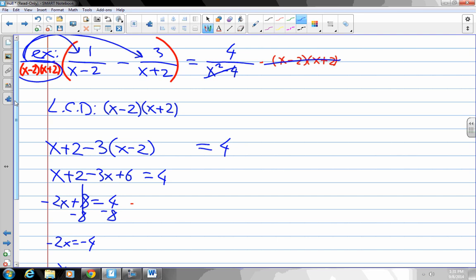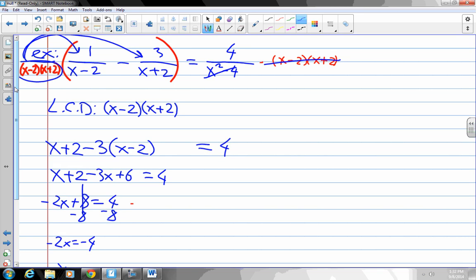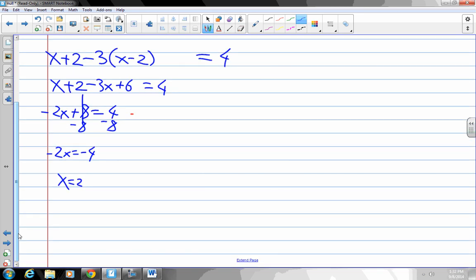Is that a good number to plug in for x? No, why not? Yeah, my first fraction turns into 0 in the denominator, so that's undefined. So x equals 2 is not even in the domain of all those functions. So whatever solution we found does not work when we substitute it back in. So what does that tell you about the solutions to this equation? No solutions. This one turns denominators into 0. So no solution.